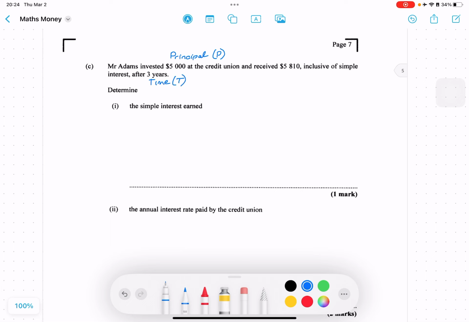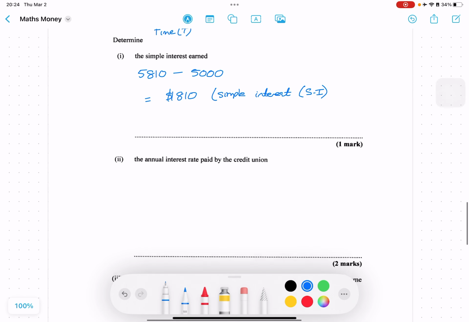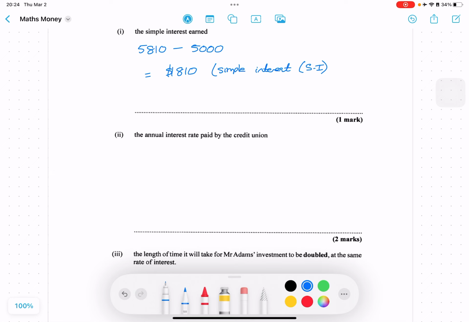So the simple interest earned is simply the new amount of money he got after the years minus the initial amount. That's how much he gained. That's the simple interest. So this is simply $5,810 minus $5,000, and you get $810, and this becomes our simple interest, or SI. Why am I putting all these symbols there? Is to make teaching you the formula very easy. Now, in the second part of the question, they want to know the annual interest rate paid by the credit union.